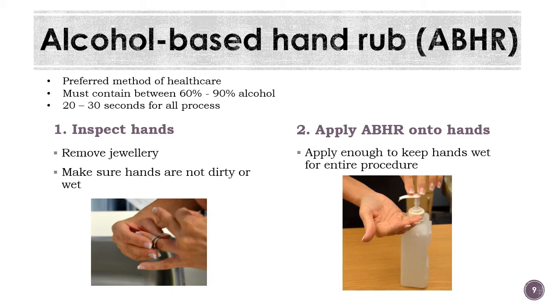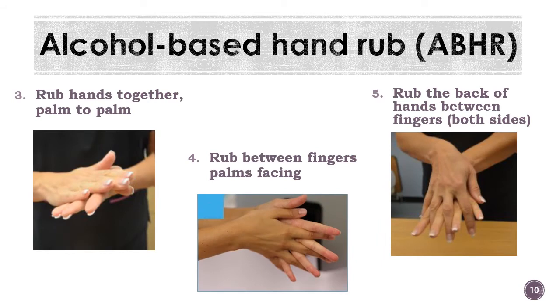Then we're going to apply the alcohol-based hand rub onto our hands. So you're going to apply enough to keep the hands wet for the entire procedure. So they have to stay wet for 20 to 30 seconds. This is normally 1 to 2 presses, 1 to 2 blobs will normally be enough. So now that the alcohol is on our hands, we're going to place our palms together and we're going to rub them back and forth so that the alcohol spreads all over the hands.